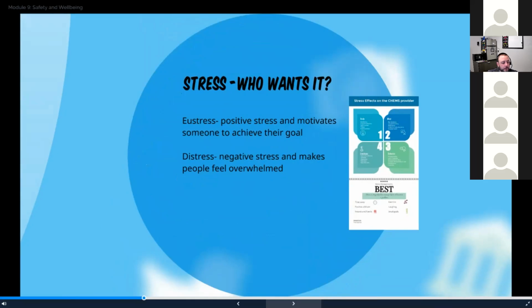So moving on from there, stress. Who wants it? Well, it depends on the type of stress, right? There's eustress and there's distress. Eustress is that positive stress. It motivates people to do things within their lives. I personally have a lot of stress at work, but it motivates me to complete my job performance. Distress is where you have stress that makes people feel overwhelmed to the point where they don't feel like they can do anything anymore. And so you definitely have to balance your stress out.